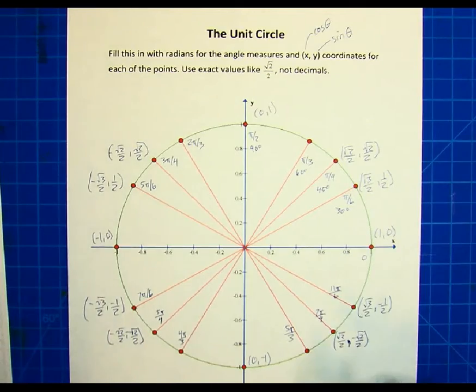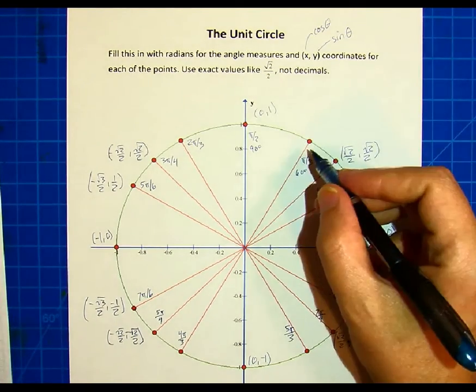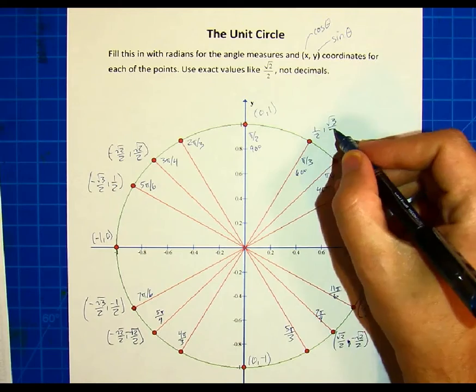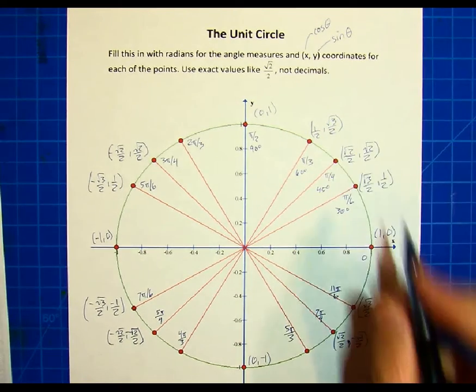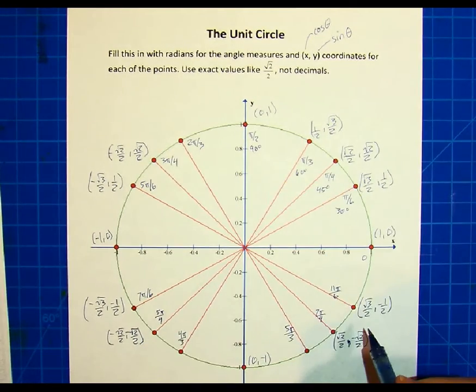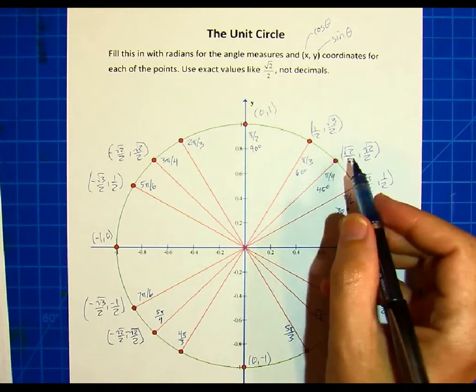Now, lastly, just take these same two numbers and flip them for the 60-degree reference angles and bring those around to all the other points that have the same reference angle. Just keep track of the positives and negatives.